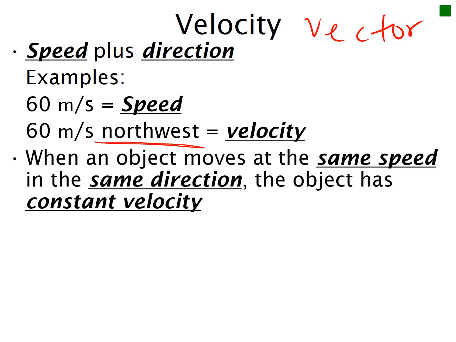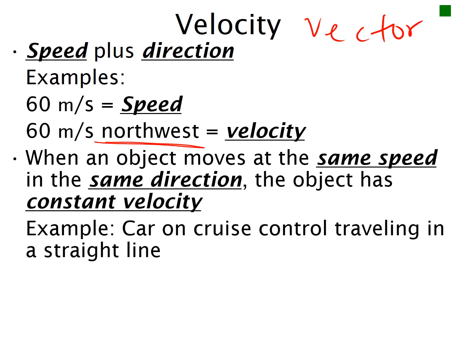Okay, so when an object moves at the same speed in the same direction, the object has constant velocity. The only way an object can move at a constant velocity is when it is going in a straight line at the same speed. So the example I always give is you're in a car, you put the car on cruise control, and you go straight. That's the only time that you have constant velocity, because as soon as you change direction, you have changed your velocity. It's no longer constant.